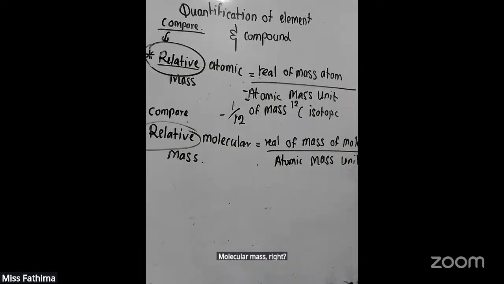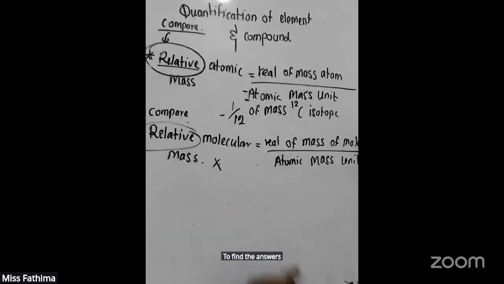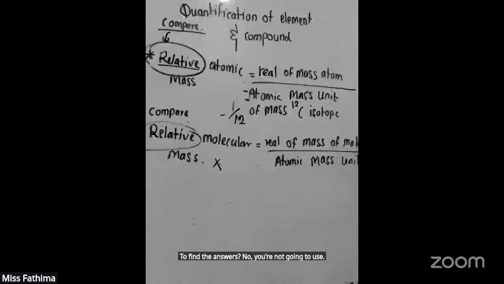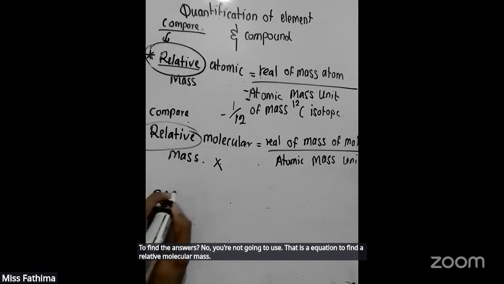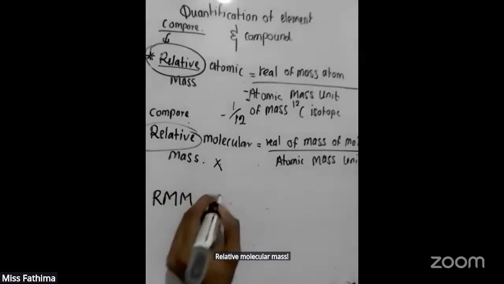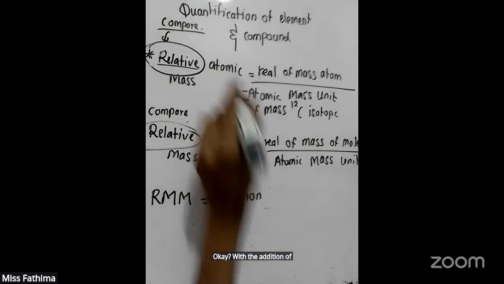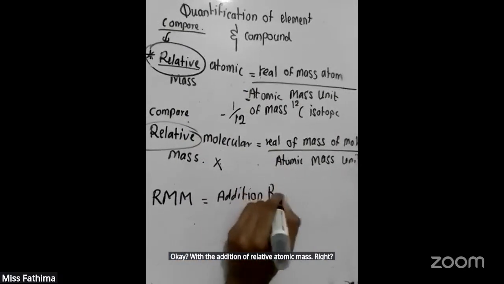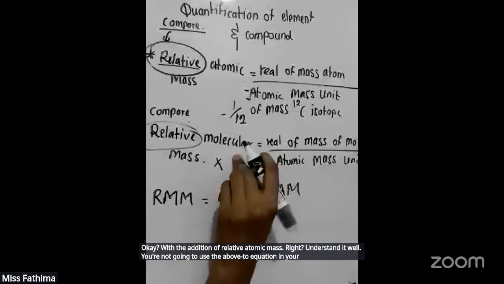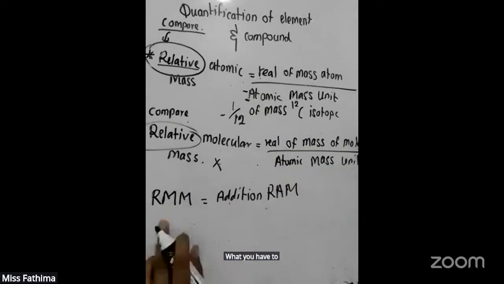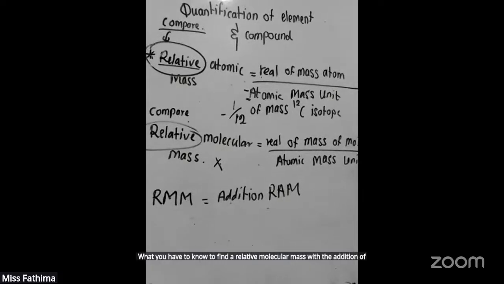Now let me tell you, are you going to use this equation to find the answers? No, you're not going to use it. Relative molecular mass can be found by the addition of relative atomic mass. Understand it well. You're not going to use the above two equations in your exam to find the answer. What you have to know is to find the relative molecular mass with the addition of relative atomic mass.